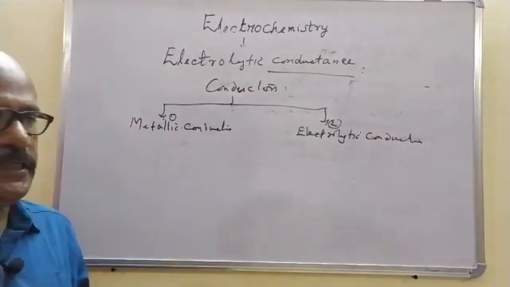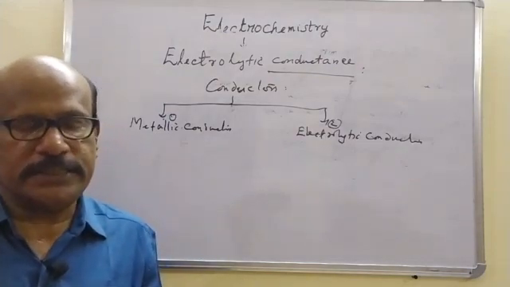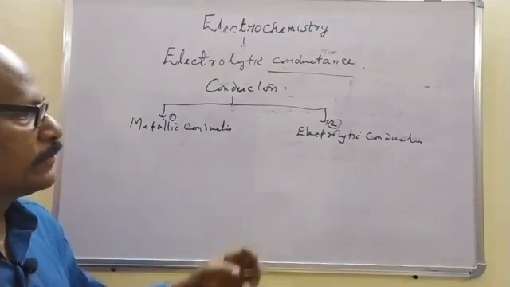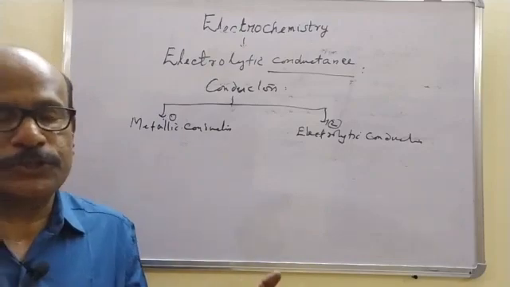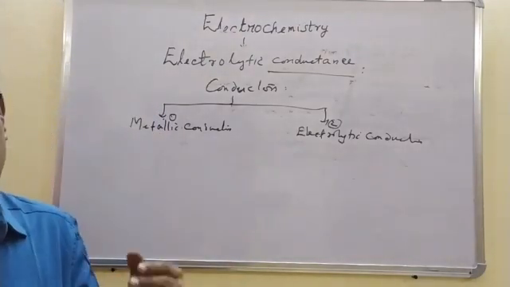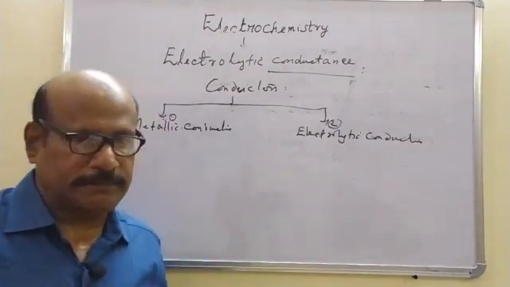is called an electrolyte or electrolytic conductor. All the ionic substances in their molten state or in aqueous solution are good electrolytic conductors. So all the ionic compounds, in aqueous solution or in their molten state, behave as electrolytic conductors.